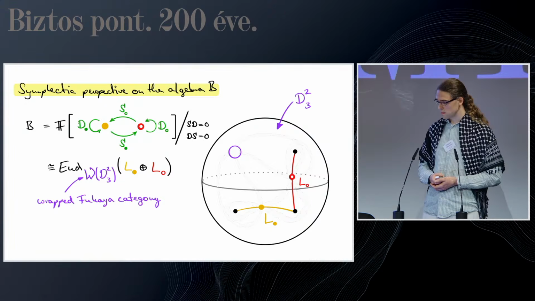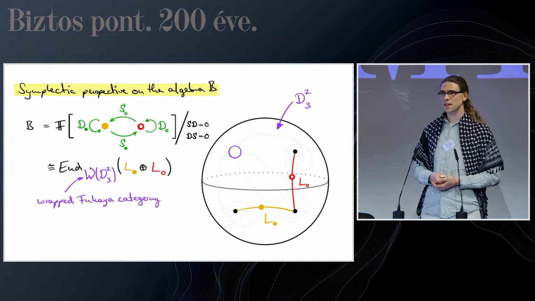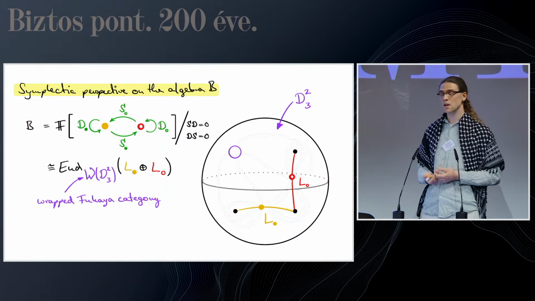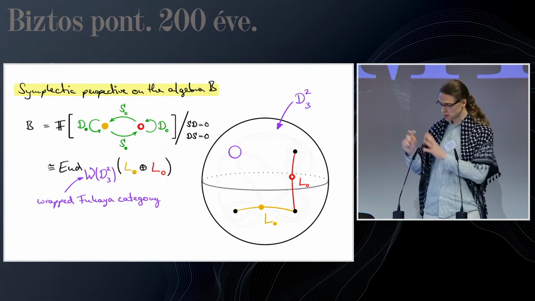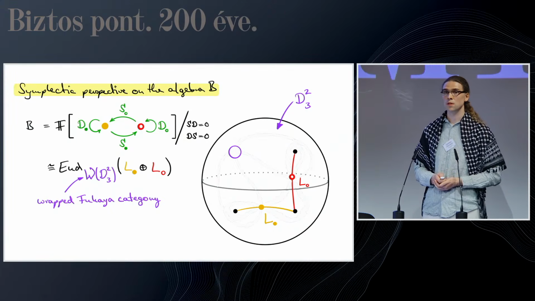I write the four-punctured sphere as the three-punctured disk here, and we'll come to that later on. Now, there's a general correspondence that was proved by Haiden, Katzarkov, and Kontsevich that classifies chain complexes over not just this algebra, but algebras associated with surfaces plus some extra decoration in terms of the Fukaya categories of those surfaces.